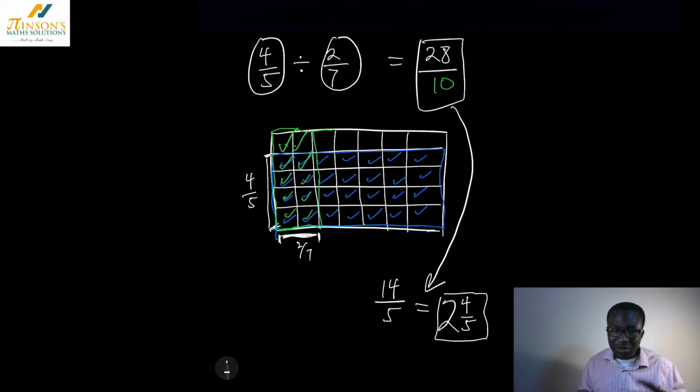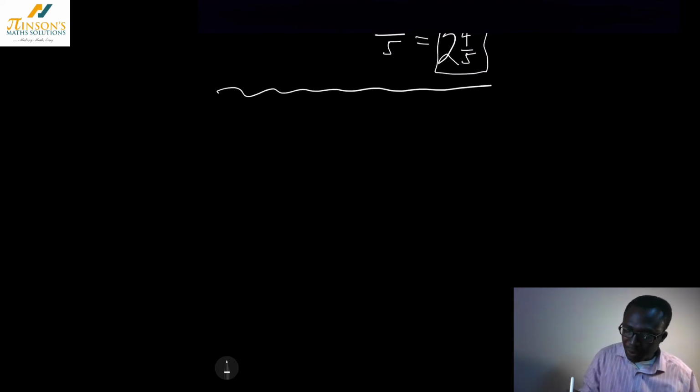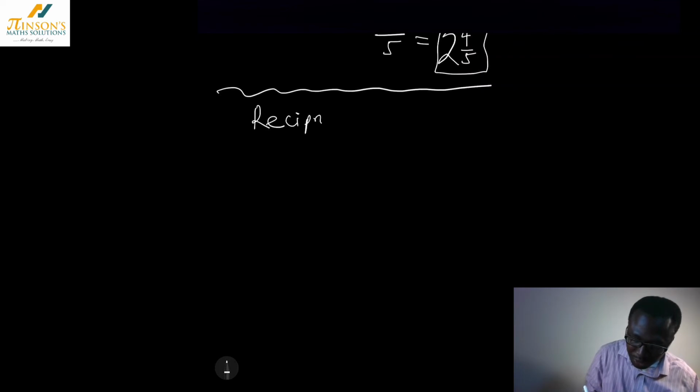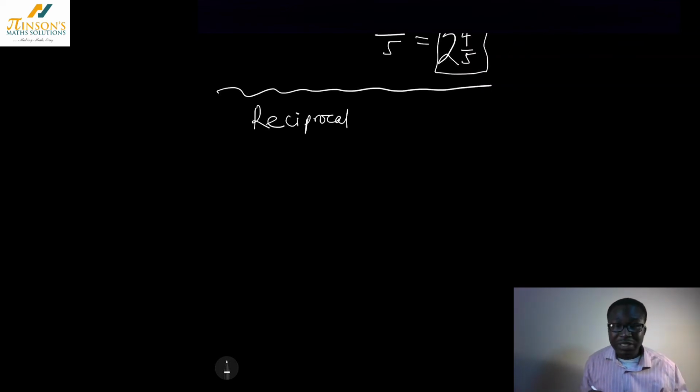Now let's look at another way. Why does it really flip upside down? Okay, so let's look at it. Before we look at why it flips, we need to understand the term reciprocal. Okay, reciprocal simply means flip it upside down.